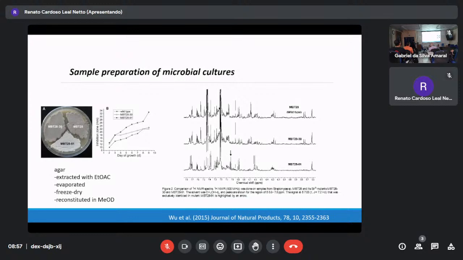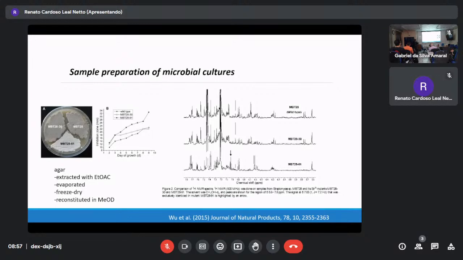And simple preparation of microbiome culture is we grow the agar plate. Some signal is we can do this one. But always keep in mind this one is agar culture, solid culture.